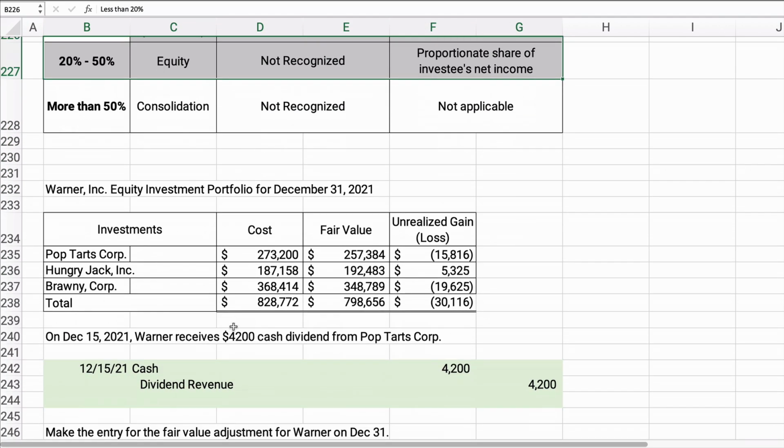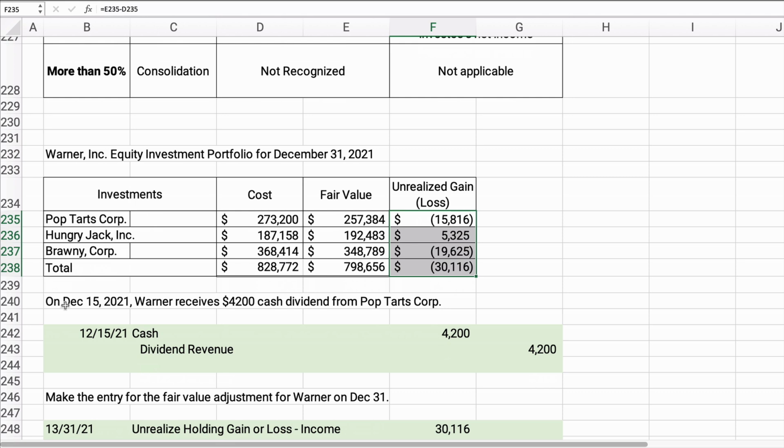So let's say Warner Inc. has an equity investment portfolio, and they believe in breakfast, it looks like. So they have things like Pop-Tarts and Hungry Jack. What they have is cost, and these are all stocks, and they have fair value. So they end up having a little bit of a loss, a $30,000 unrealized gain or loss. So what do we do? We'll show that in just a second.